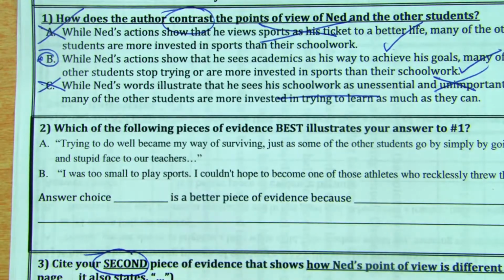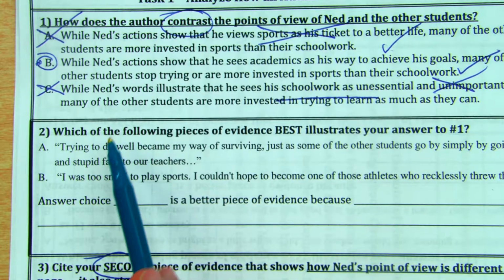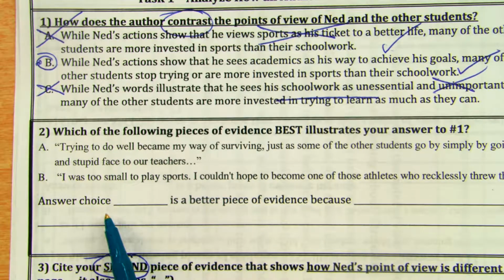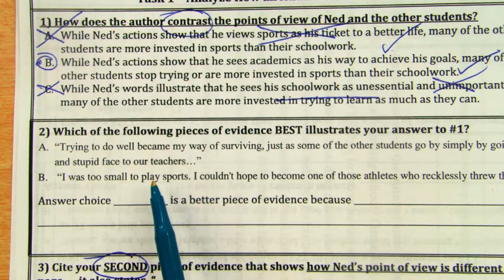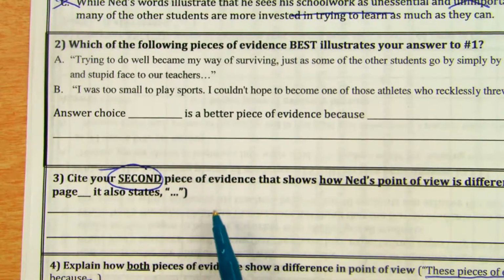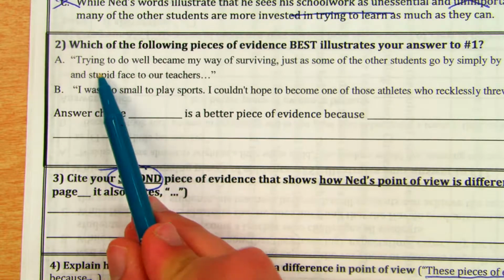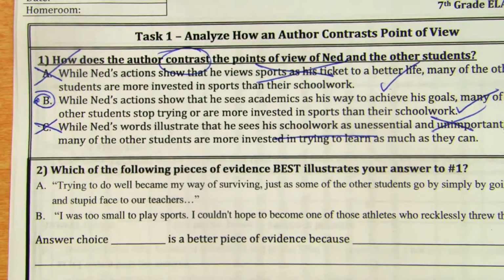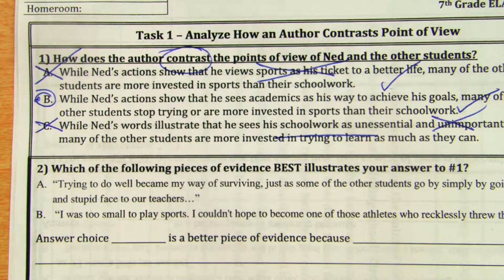Because we've done so much practice thinking through the best pieces of evidence, I'm going to release you now into independent practice. Which one of these pieces of evidence better shows B? Come down here and explain why this is a better piece of evidence than the other one. Find me a second piece of evidence that is not up here, and then explain. Go ahead and start that independent practice right now.